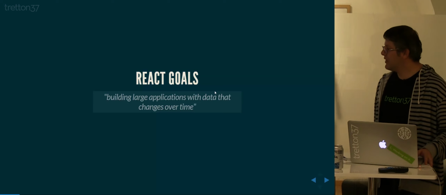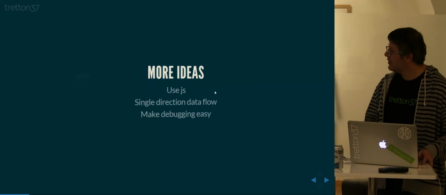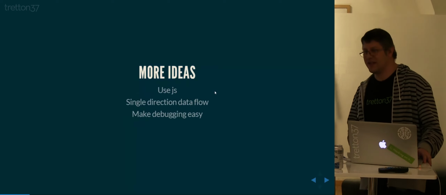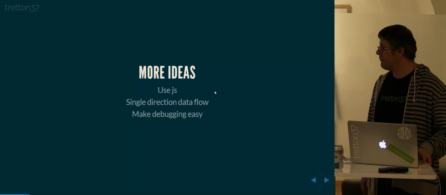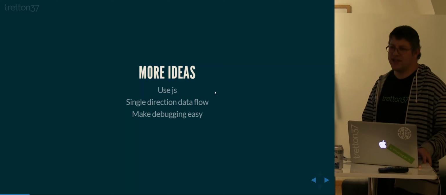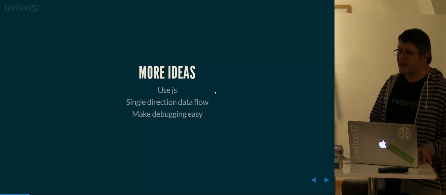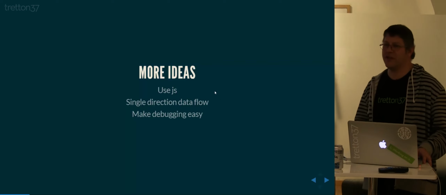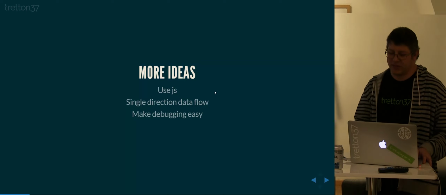They had some goals when they created React. They said they were going to use it for building large applications with data that changes over time. And I will get back to how they reached this goal. They have some more ideas inside of this. They said we're going to use JavaScript, and we're going to use something they call single direction data flow. And they wanted to make debugging easy, or at least easier. That's very nice because my last project was with Angular and a lot of asynchronous code, and it was very hard to debug, and that made the whole project take a lot more time than I anticipated.